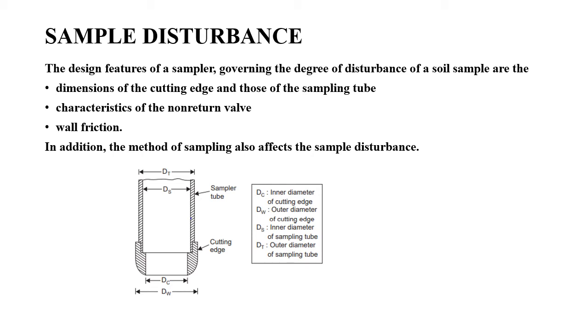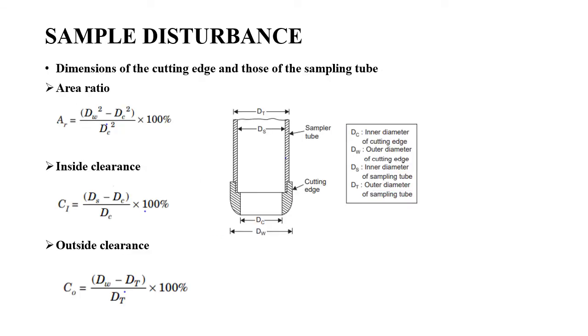Now, the other factor is the characteristics of the non-return valve, which is part of the sampler. And then the third factor is the wall friction inside the sampler. In addition to these characteristics, the method of sampling also affects the sample disturbance. So let's look into the various factors one by one which cause sample disturbance.